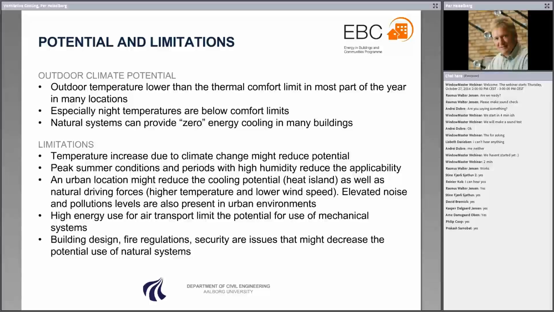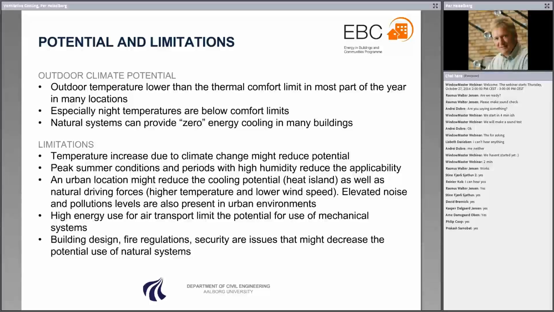But of course, we also have some limitations. Sometime in the future or in the next years, it seems that the temperatures are steadily increasing. So this means that the large potential we have today will be smaller in the future. And it's also clear that if we have peak summer conditions with very high temperatures or periods with high humidity, it is difficult to use the outdoor air for cooling.